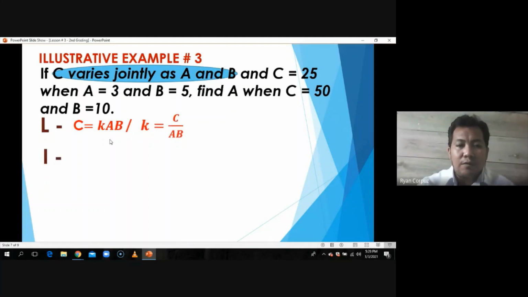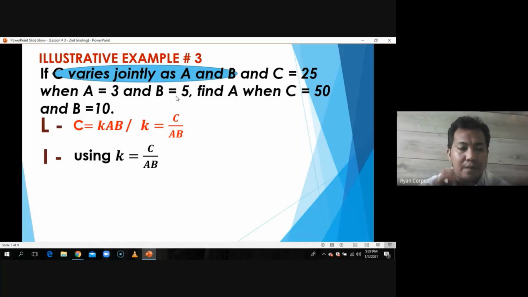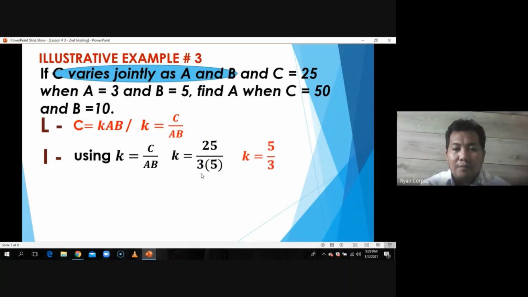Then, using the second form equation of K is equal to C over AB, and using the complete values of C, A, and B in the problem, I'll just simply substitute it. C is 25 when A is 3 and B is equal to 5. So that would be 25 over 3 times 5. So just cancellation. 25 and 5, that would be 5 here. So 5 over 3 remains. Even though it's improper, again, just like what I mentioned, it's already enough as an answer. So K is equal now to 5 over 3.